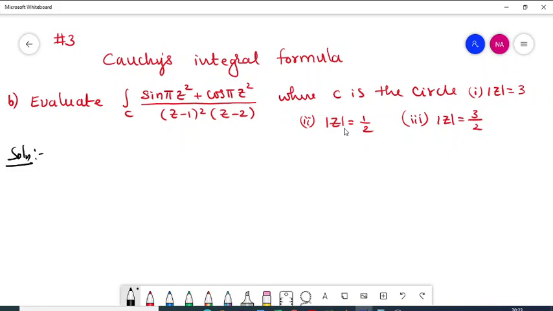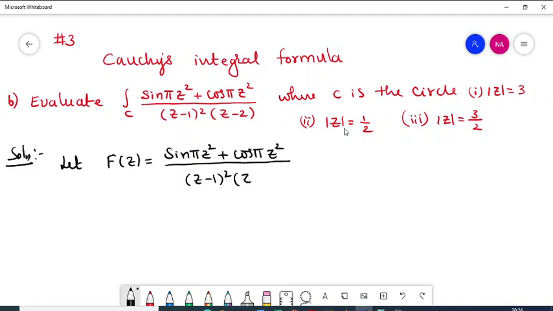Problem B, I am going to consider on Cauchy's integral formula, that is sin pi z square plus cos pi z square divided by z minus 1 whole square into z minus 2. Let us take that as capital F of z. So just to avoid confusion, capital F of z equal to sin pi z square plus cos pi z square divided by z minus 1 whole square into z minus 2.